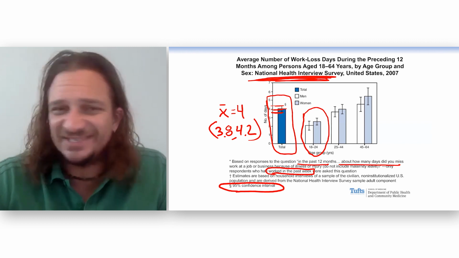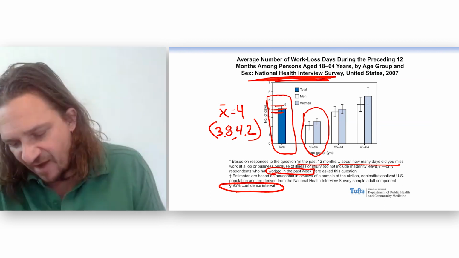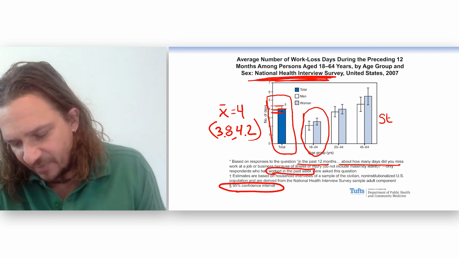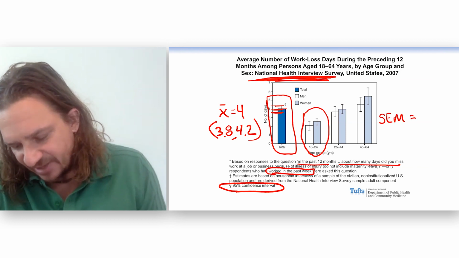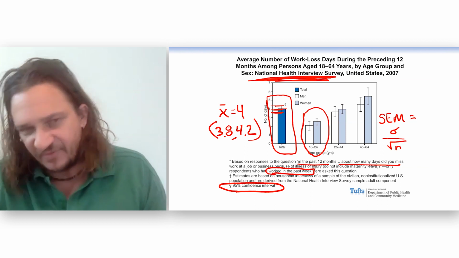We use the term precision. The confidence interval is less precise. So if the confidence interval comes from the SEM, and the SEM is the standard deviation divided by the square root of the sample size.